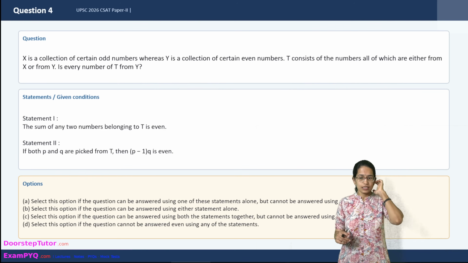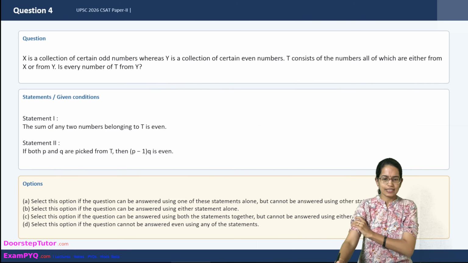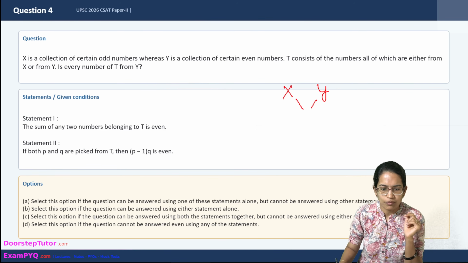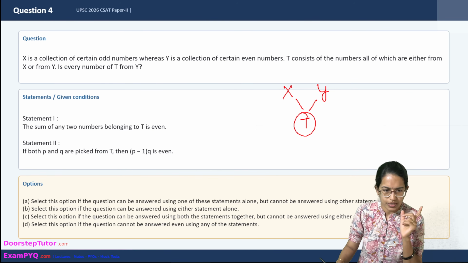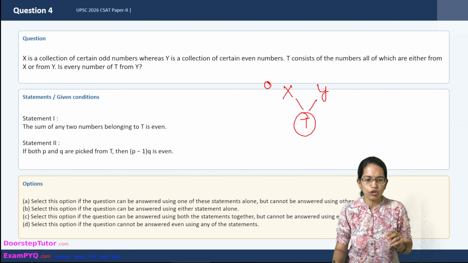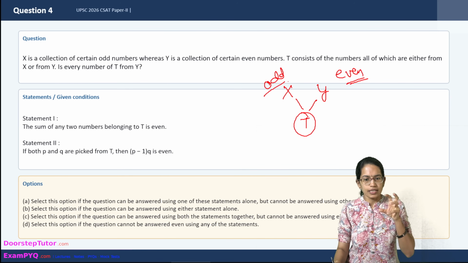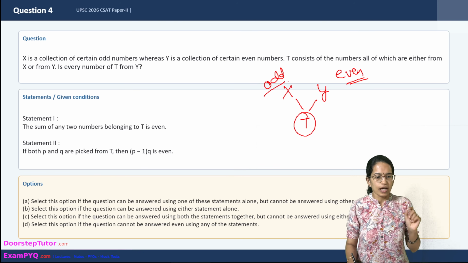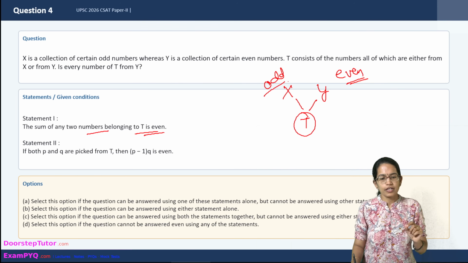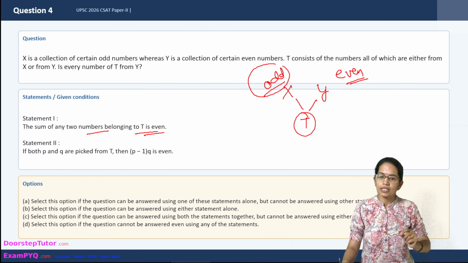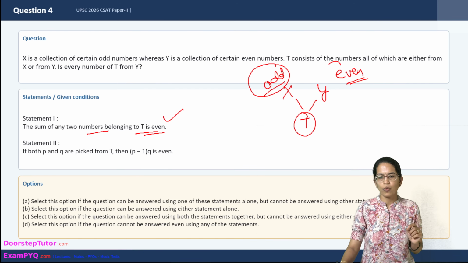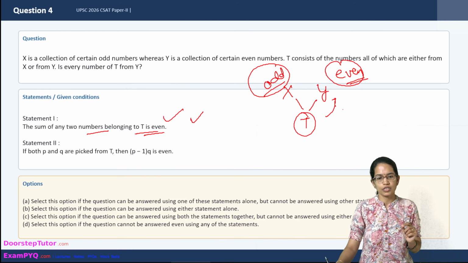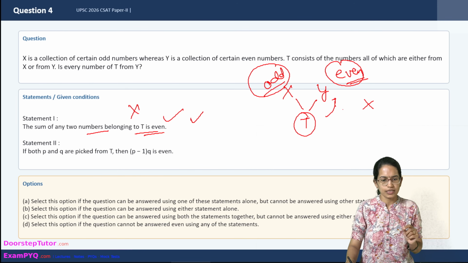The next question is again interesting. I have x and y, okay, and from that I take a set t. Now understand this carefully. X is a collection of only odd numbers, y is a collection of only even numbers. The t is a set of numbers which is either from x or from y. Now the sum of two numbers belonging to t is even. If both the numbers are odd, my number is even. If both the numbers are even, my number is even. Okay, so I cannot say this belongs only to y. It cannot be possible with this statement.